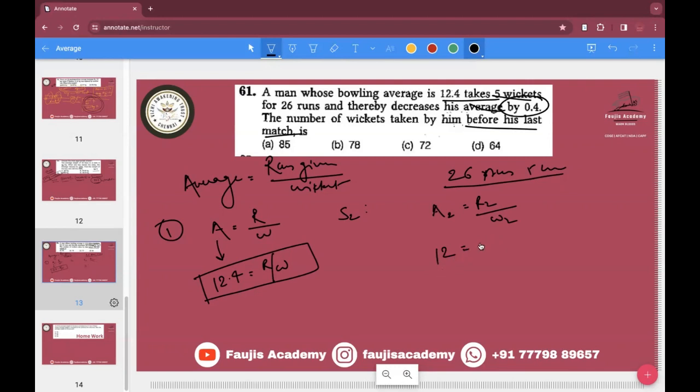He gave some runs earlier. Now he gave 26 runs more, and he took 5 more wickets. I'm sure you guys won't have any doubt with this equation. Do you have any doubt, anyone? Okay, Tarun has a doubt. Yeah, sure.